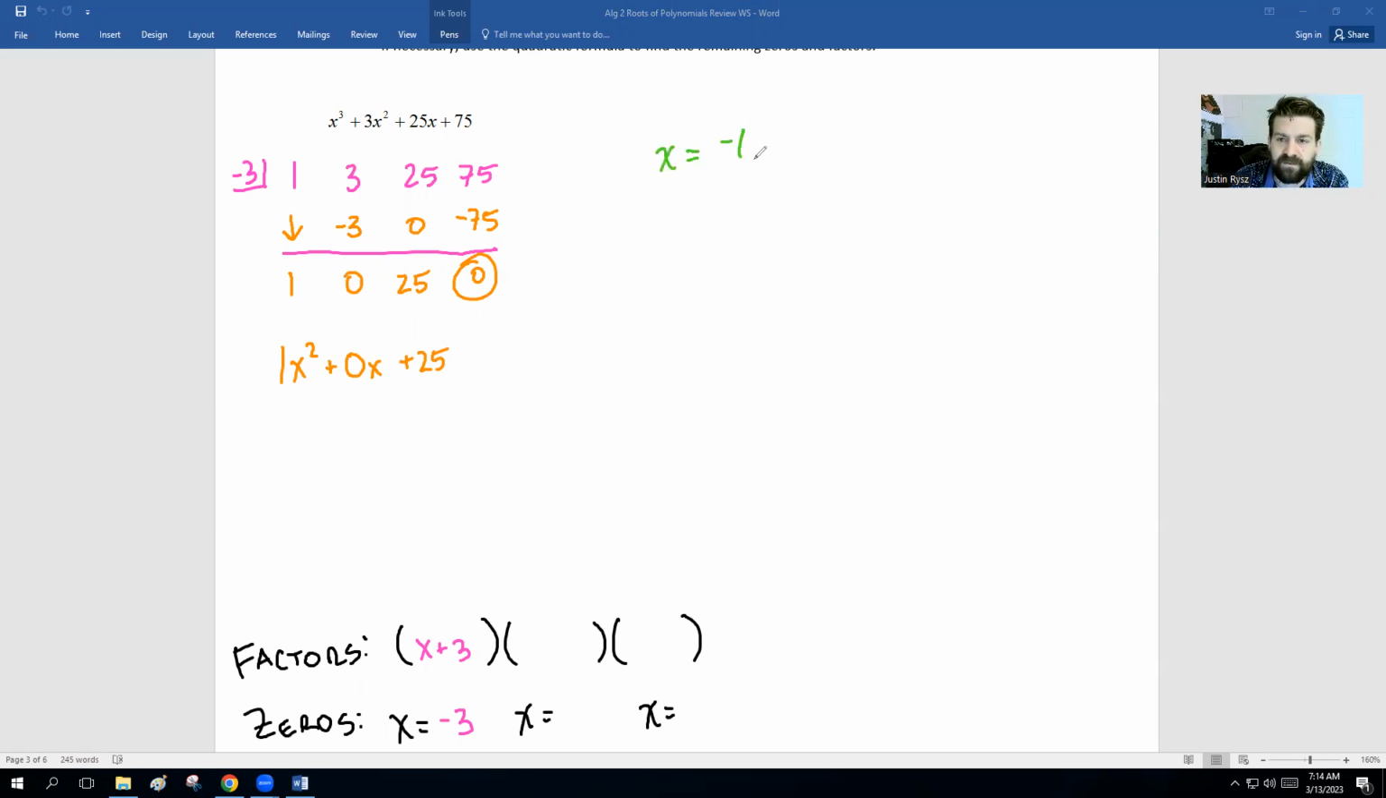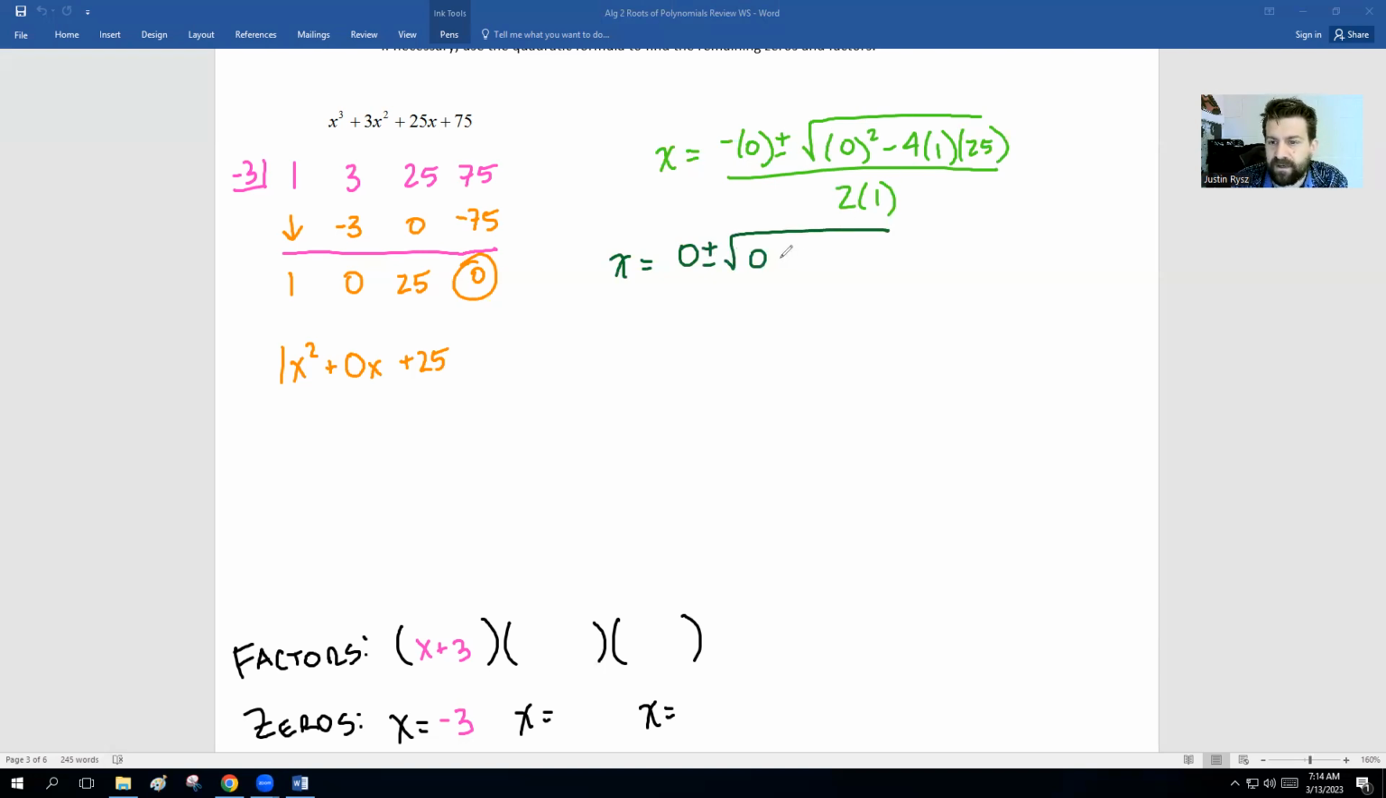So we got x equals negative, our b is 0, plus or minus the square root of b squared, which is 0, minus 4 times a is 1, c is 25, all over 2 times a is 1. Okay, so we got x equals negative 0. Okay, that's 0, plus or minus the square root. 0 squared is 0. And we'd have minus 4 times 1 times 25, that's 100. And then 2 times 1 is 2. All right, we can subtract the 0 minus 100. That would be negative 100.